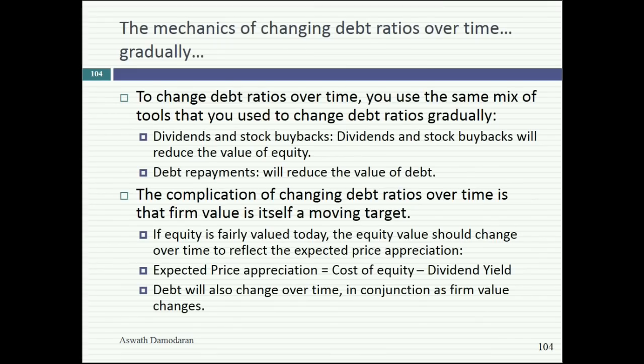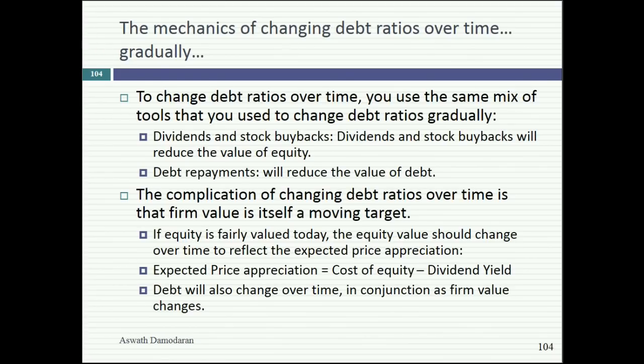But if it's going to happen over 5 years, the complication is your company size does not stay fixed over the next 5 years. It's going to change. Your equity value will change, your debt value will change. It's like hitting a moving target. If it sounds abstract, here's what I mean. If I have a $1 billion company today and I have $100 million in debt, I have a 10% debt ratio. If I want to get to a 40% debt ratio today, I need to get to roughly $400 million, right? 40% of a billion.